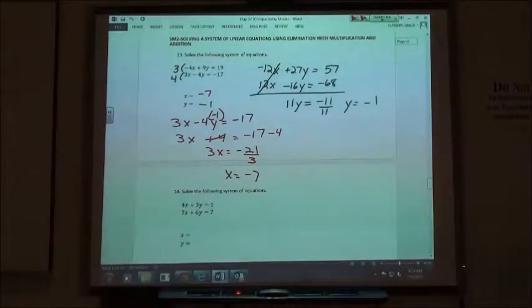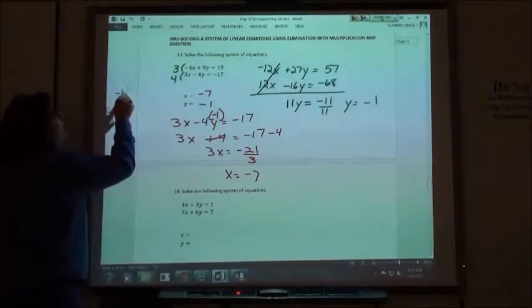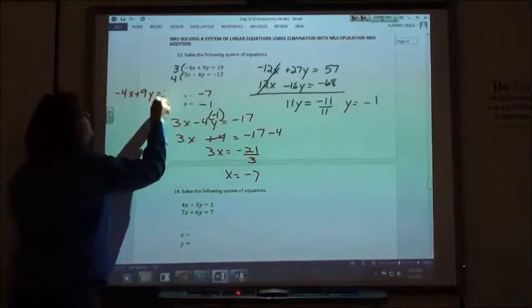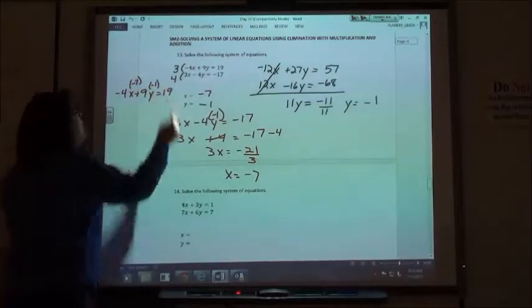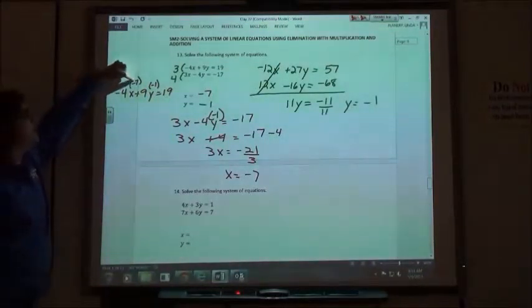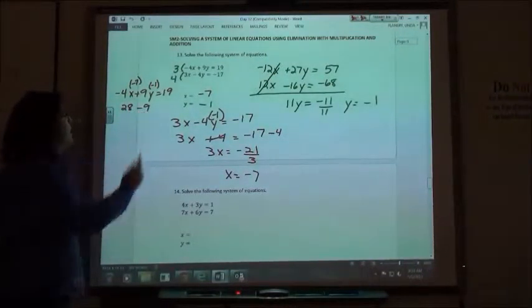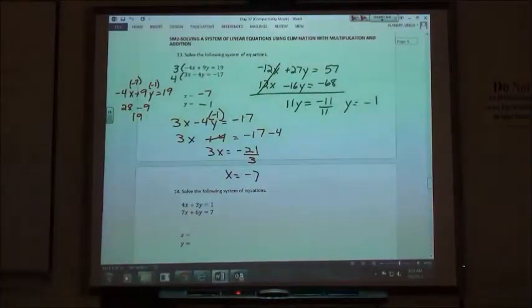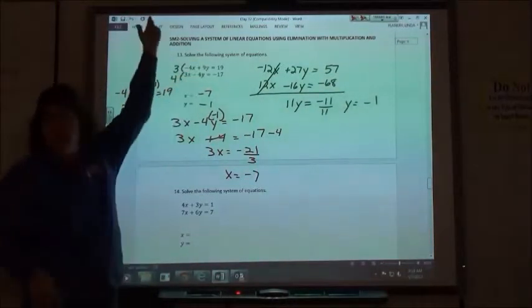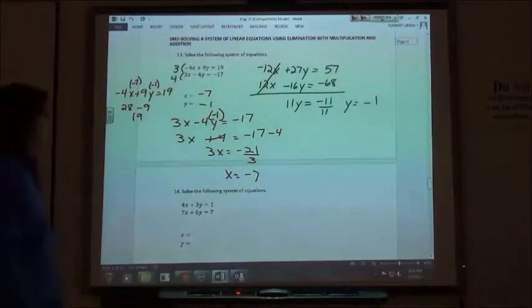Now just like on our other system of equations, if you want to take the time to check it, you would use the opposite equation. Negative 4x plus 9y equals 19. If x is a minus 7 and y is a minus 1, you would say negative 4 times negative 7 is 28. 9 times negative 1 is minus 9. 28 minus 9, sure enough, is 19, so it checks out. You always just check it in the other equation like we did on those very first problems on the page where we had to plug in the x and the y and check them out.